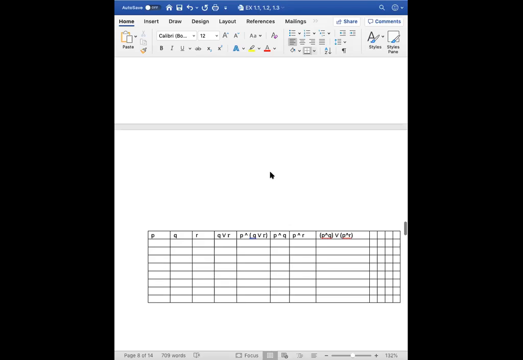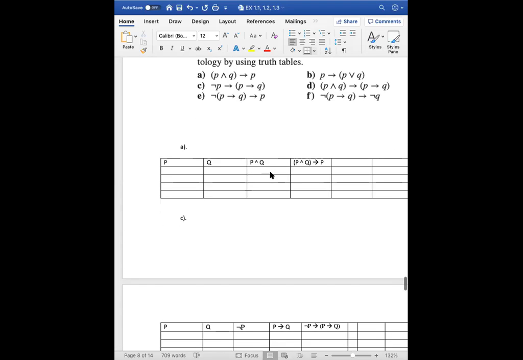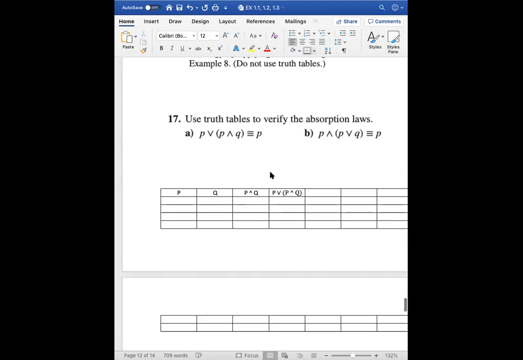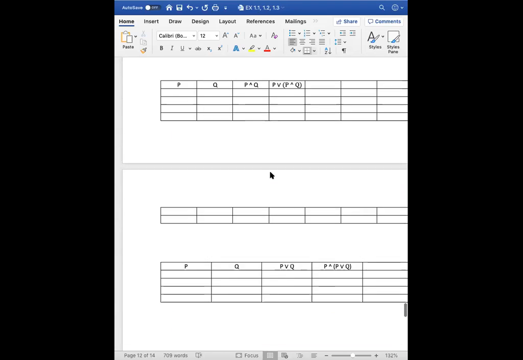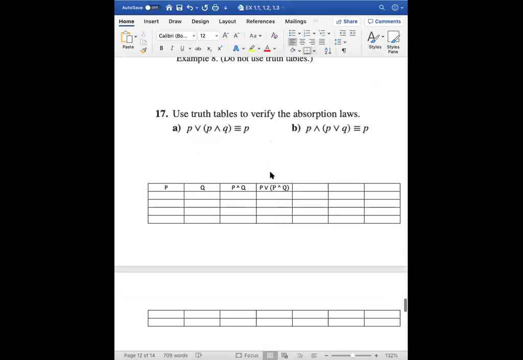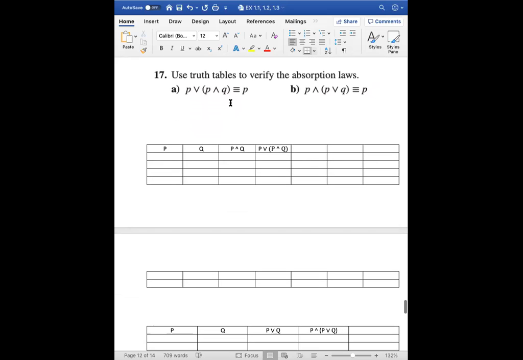All right. So let's move on to question number 17. Here we have again a truth table as well. We have to now verify the absorption law. This absorption law basically says that if we take P and Q and then we OR it with P, it's just P itself. So we are just going to prove that now.